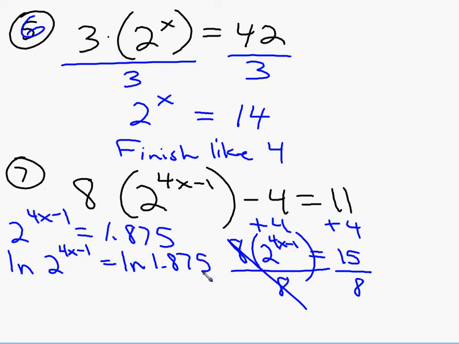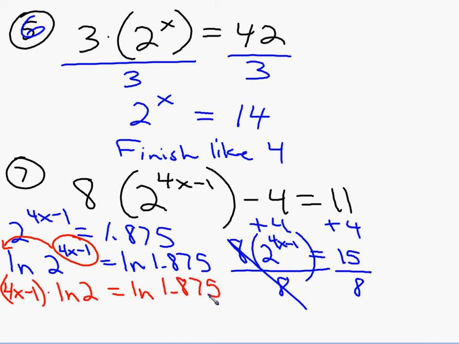Why would I do that? Because I can bring this power around in front. That's why I would do it. All right? So now I have 4x minus 1, that whole quantity times the natural log of 2 equals the natural log of 1.875. And then I can divide by this natural log of 2 to get this thing looking more like a normal algebra equation.